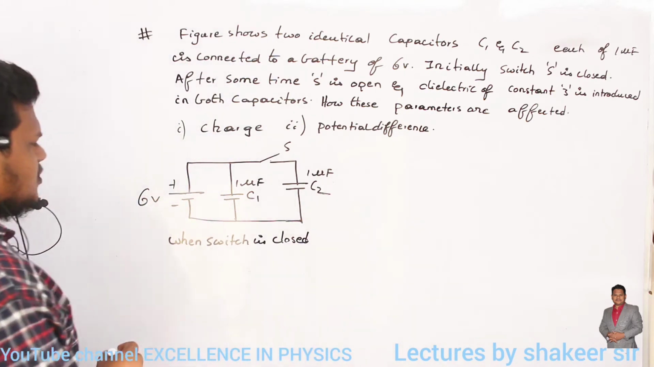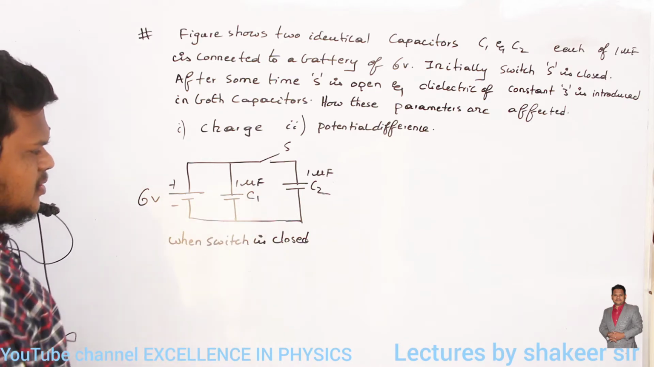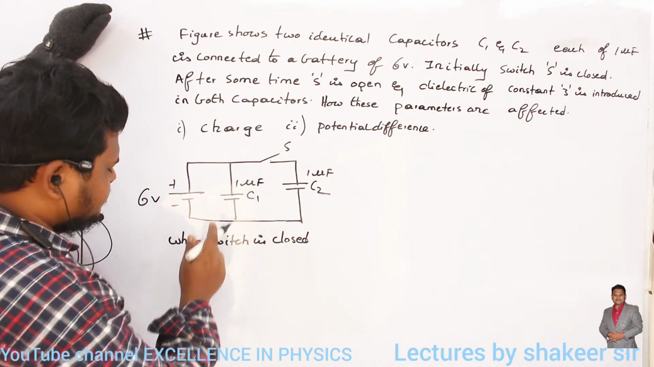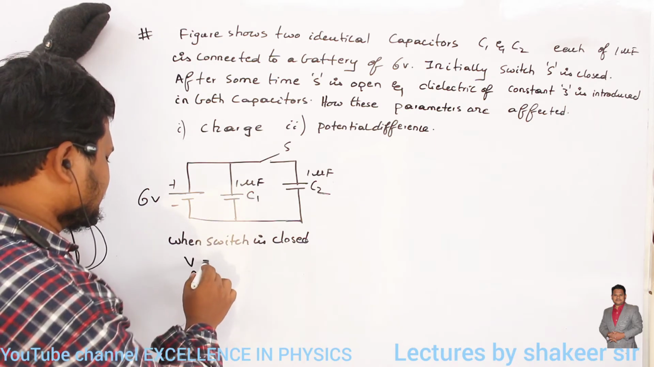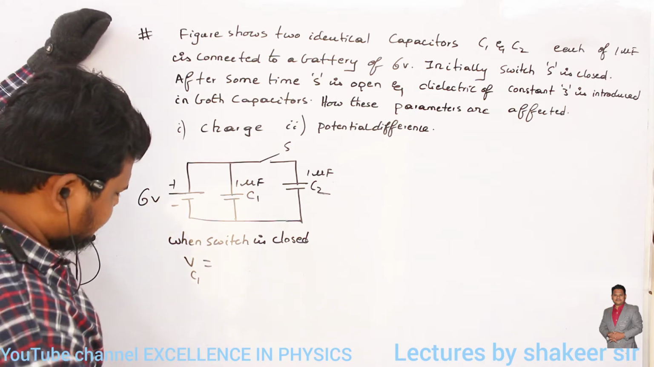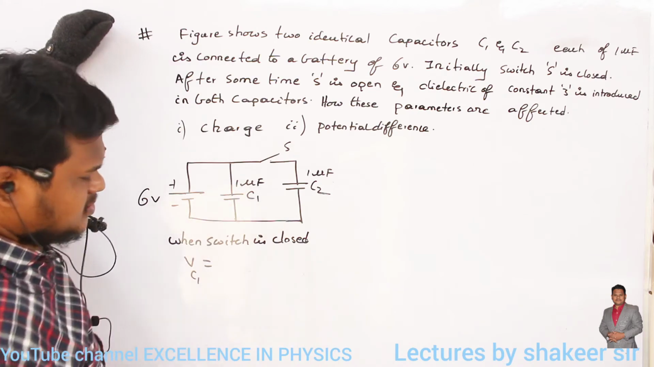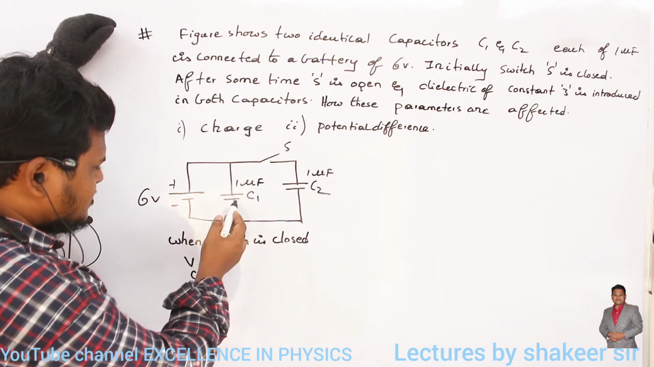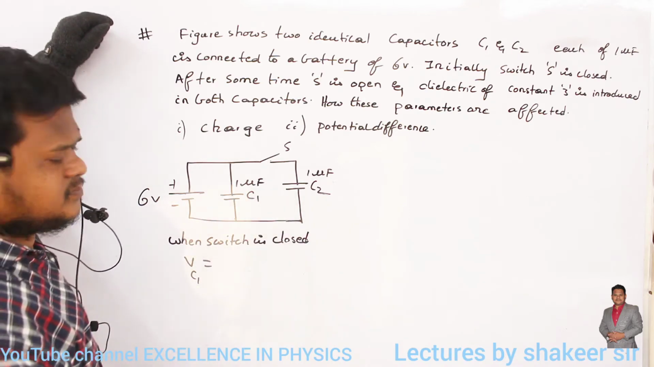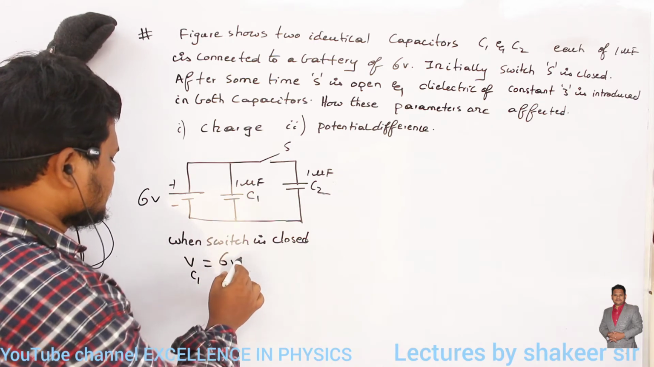so when the switch is closed, what is the potential difference across C1? Can you see? VC1 is how much? Potential difference across C1 is 6 only, no? Because C1 and C2 are connected in parallel. That's all, no? So potential difference across C1 is 6 volts.